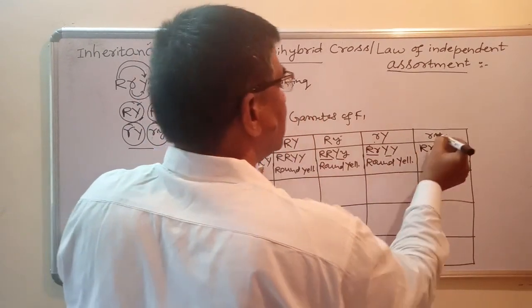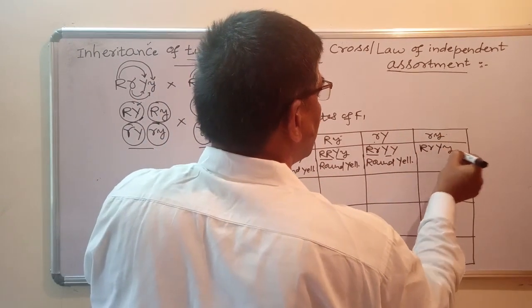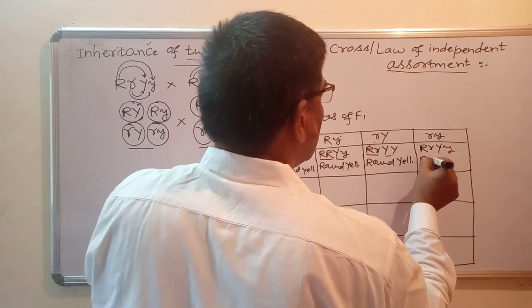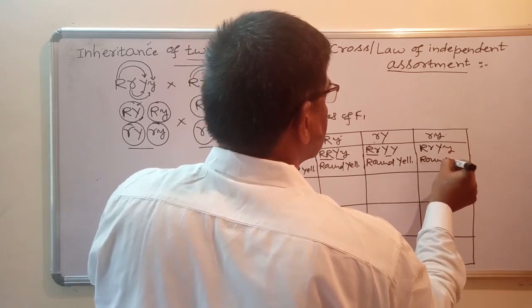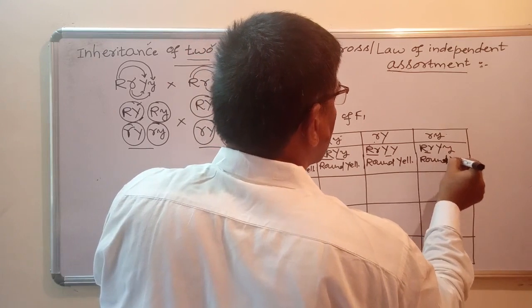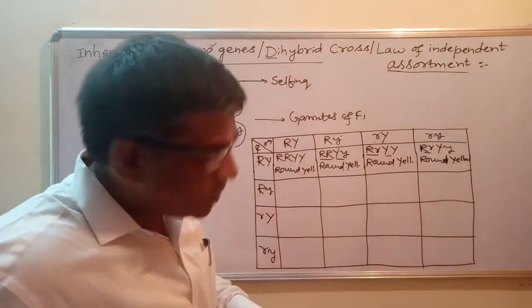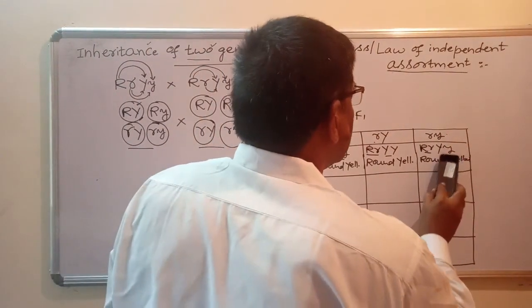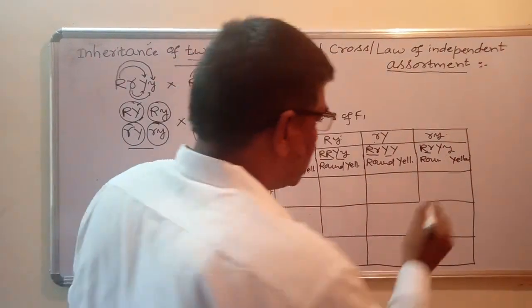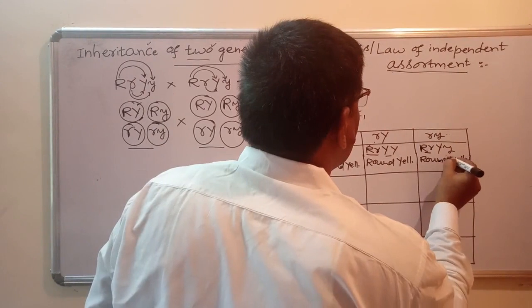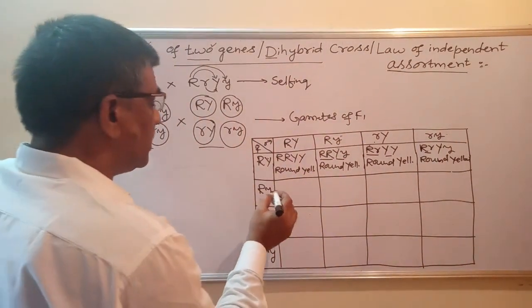This capital Y, this is small y, capital Y, small y. So this is also round, this is also round yellow color. Round yellow. So in this way, these are all round yellow. Then we have to move to the another one.